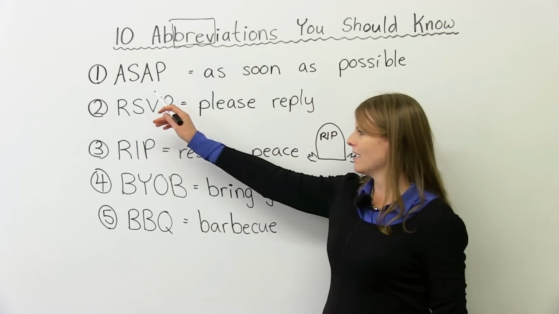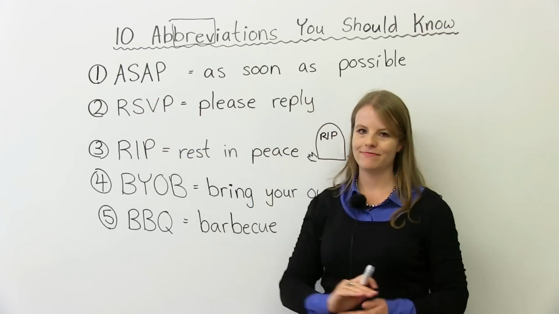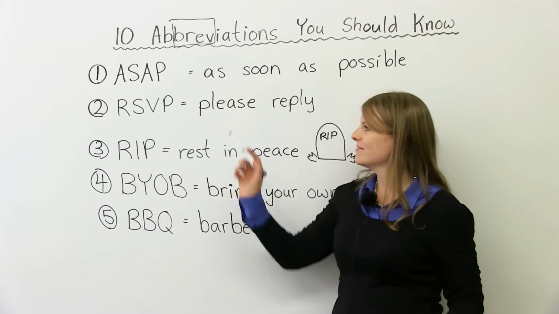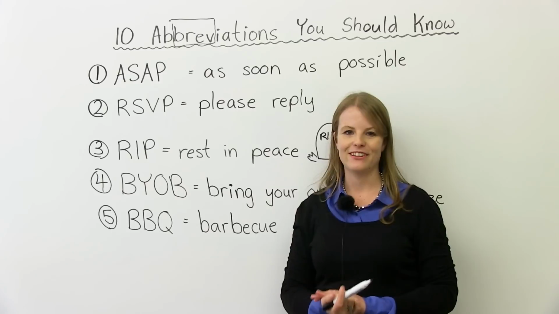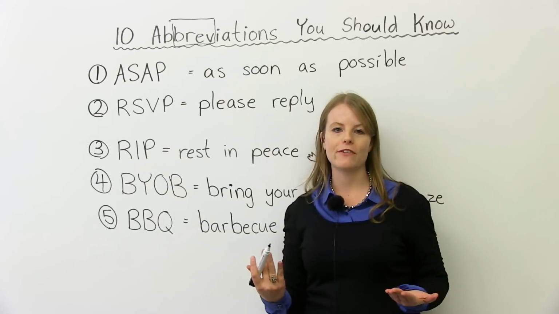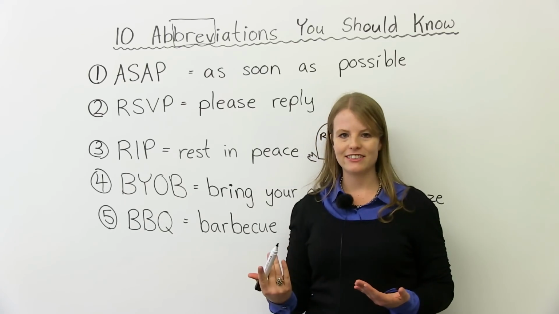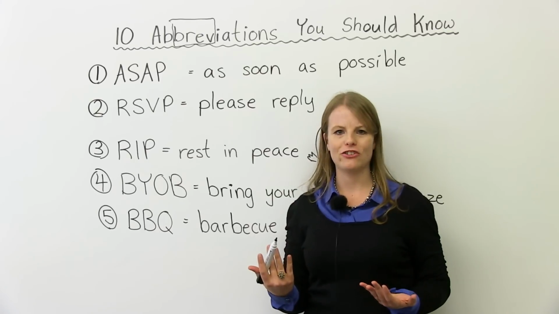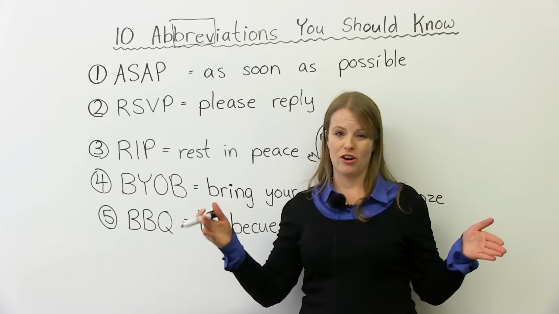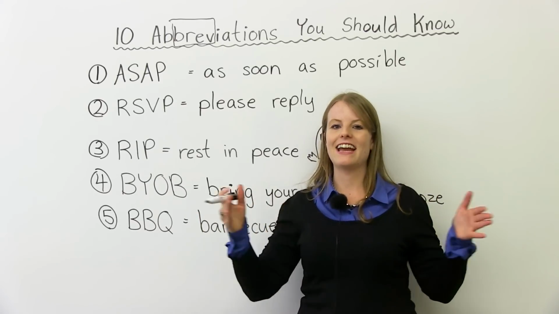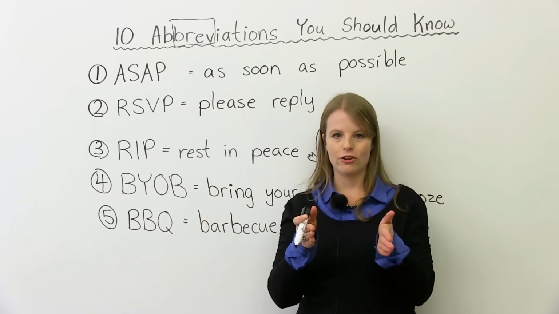So the first one we have ASAP. What does this mean? As soon as possible. Okay? We use this a lot when we're writing emails, letters, sometimes in conversation. As soon as possible is long. So when we don't want to say as soon as possible, we can shorten it to ASAP.